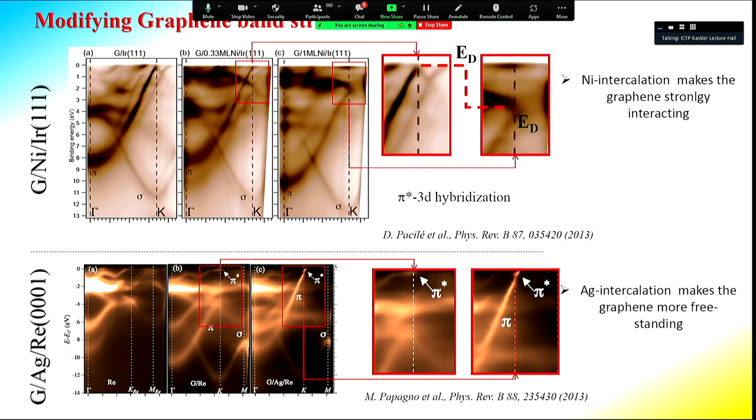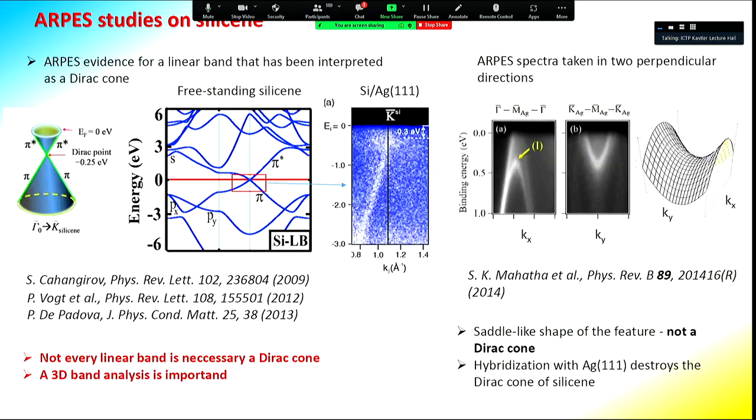In the same way, it can work in the reversed way. So when the graphene is strongly interacting, one can intercalate silver below the graphene layer and restore the linear shape of the graphene bands and say that, okay, now the graphene is mostly freestanding. So ARPES can probe also the degree of interaction of the material with the substrate.